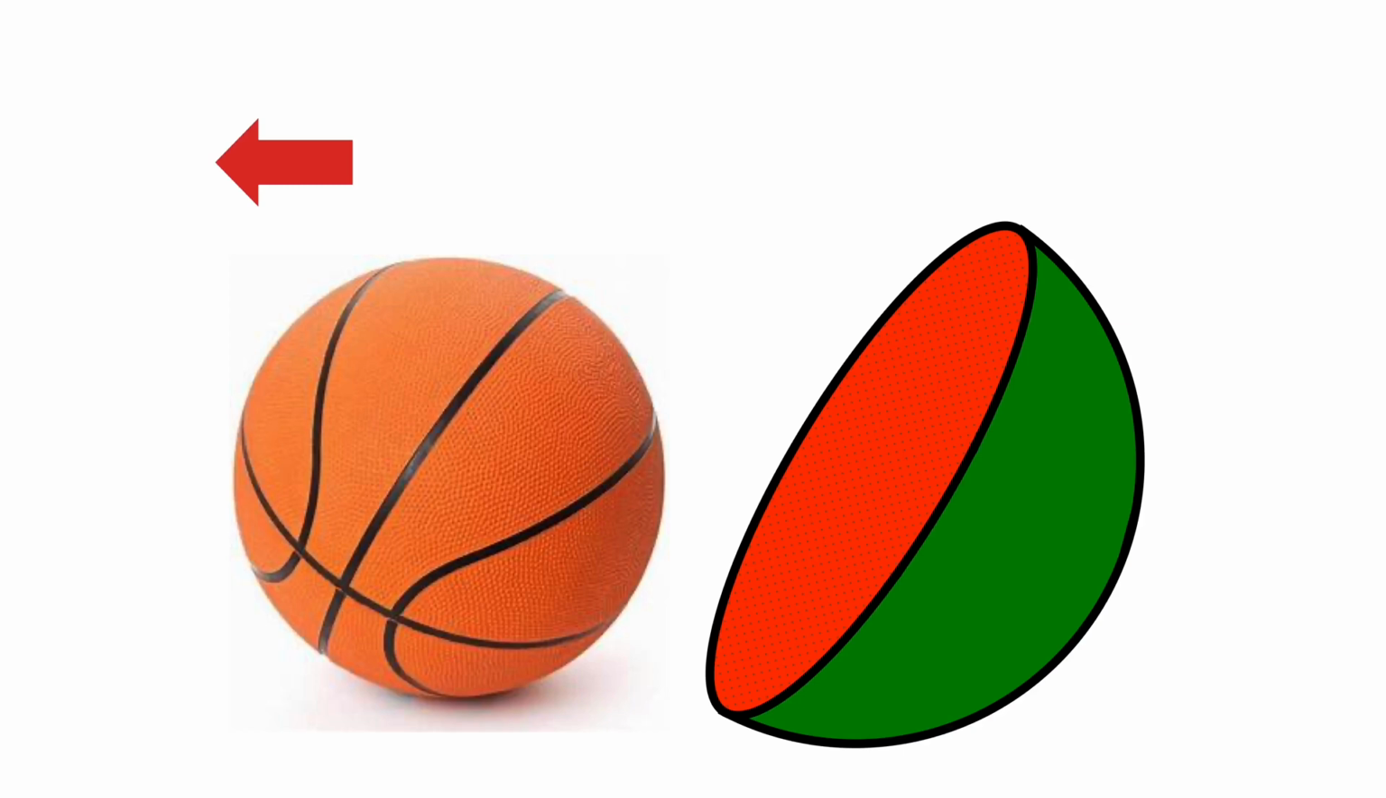How about this one? Name both of the shapes given. Okay, so your answer is sphere and hemisphere, right? Sphere for the ball and hemisphere for the watermelon. Alright.